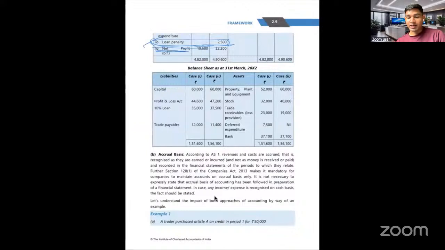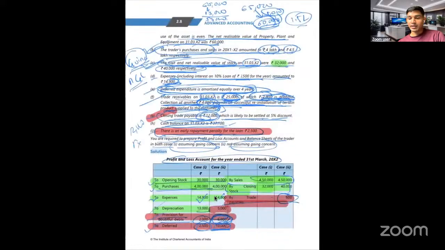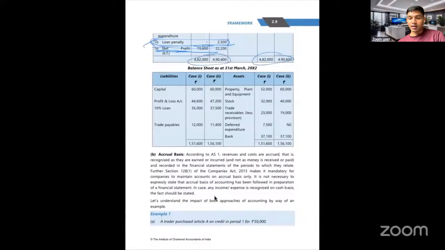Then the net profit. We will make the calculation and find out this balance figure. And the capital would be 6,000. Then assets will be recognized at net realizable value in the case of not having a going concern assumption. Stock also we will consider at net realizable value, and otherwise we will take the lower of cost or net realizable value. And the fixed assets at the historical cost, that is 52,000. Then we will see the trade receivable.